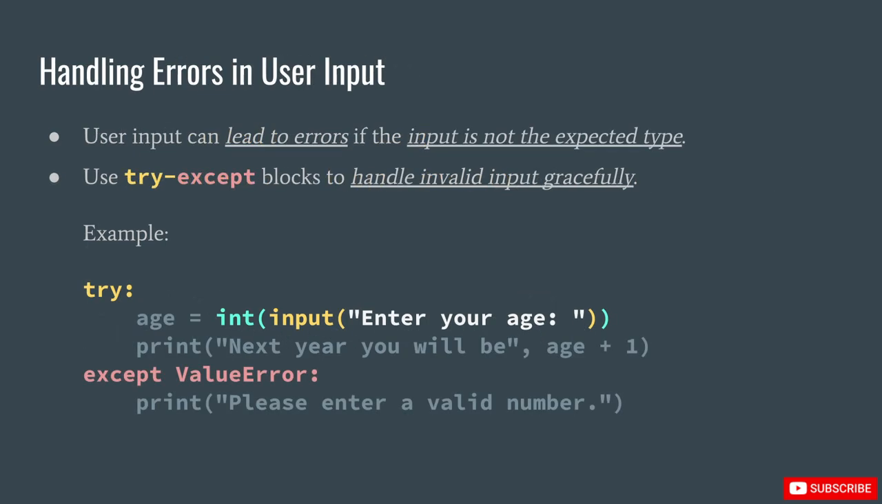When dealing with user input, errors can occur if the user provides data that doesn't match the expected type. For example, if you ask for an age and the user enters text instead of a number, it will cause an error. To handle such situations, you can use a try except block. This will allow your program to catch the error and prompt the user with a friendly message, ensuring it doesn't crash.